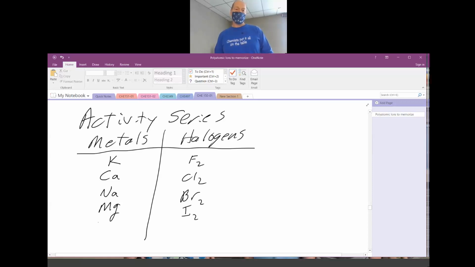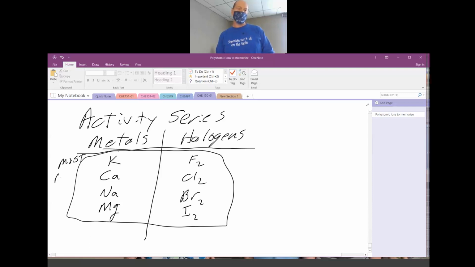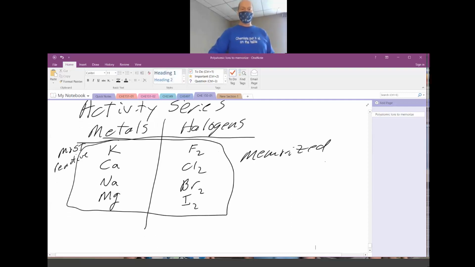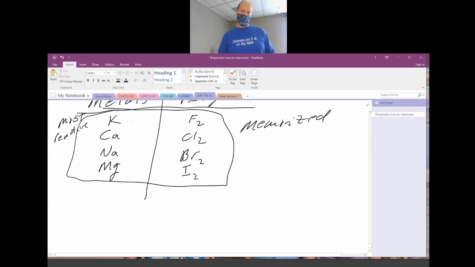All right, now the metals, so this is what you have to know. Memorize these. This is the most reactive, most active. These are to be memorized. You do not memorize the rest of the list. The rest of the list, if you need it, will be given. But in the problem, you're going to have one of these 4.